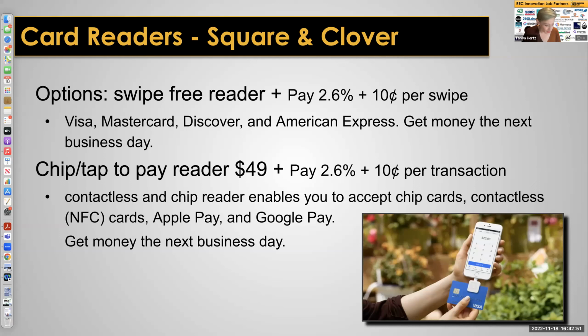So the card readers, those include, like I said, Square, Clover. Both of those companies offer free readers. You do have to pay per transaction. Both Square and Clover charge 2.6% per transaction and 10 cents per transaction or swipe. They have different options. Both options have a free swipe reader. There is a chip tap to pay reader that's $49 for Square, and Clover has a $20 option.